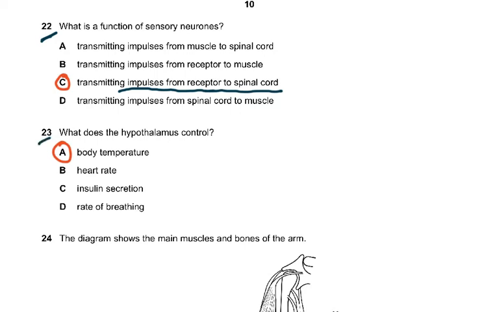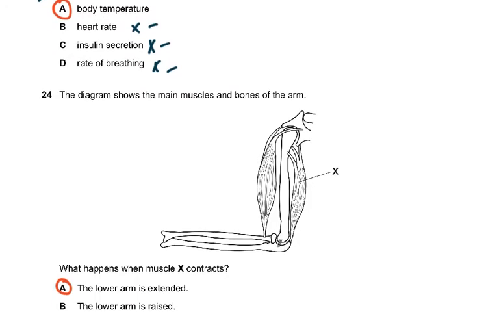Question 23. What does the hypothalamus control? Body temperature, thermoregulation, and osmoregulation as well. So body temperature, the others are all wrong. Insulin secretion and the rate of breathing, that's more on the medulla, and insulin secretion of course has nothing to do with the hypothalamus. It's just the pancreas that controls that.